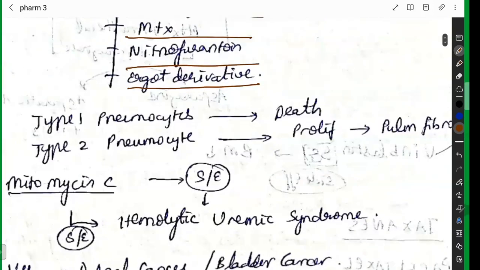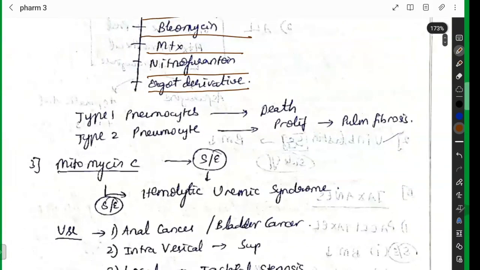Clear, right? Now you're going to have the third drug in the anti-tumor antibiotics. That is going to be mitomycin C. So what is the use of mitomycin C? Mitomycin C is used in anal cancer, in bladder cancer, intravesical, any organ cancer. We can use it in local conditions like tracheal stenosis to act as an anti-fibrotic.